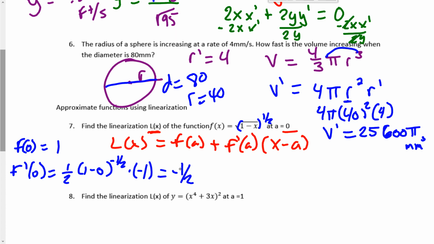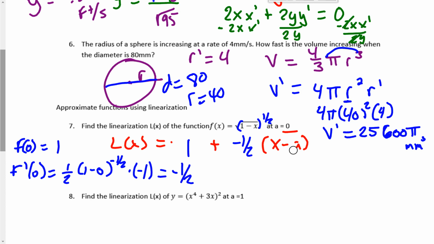And so then we can go ahead and plug that stuff in. So I'm going to plug in 1 here. I'm going to plug in my f prime of a, which was negative a half.